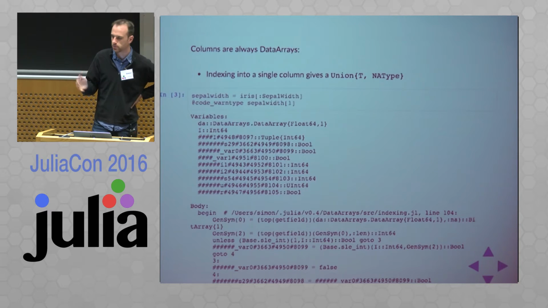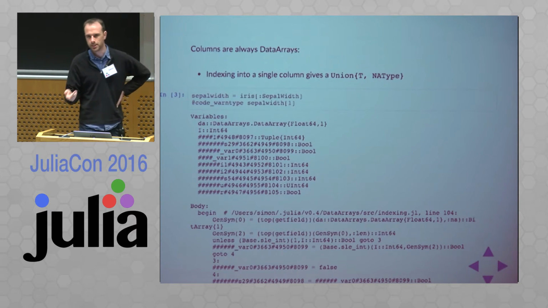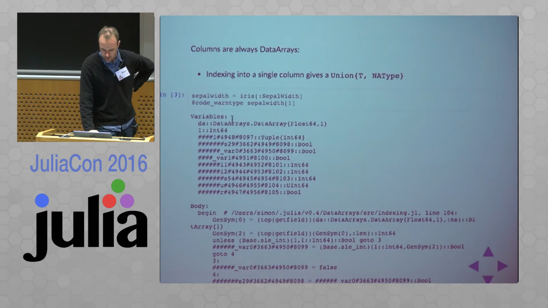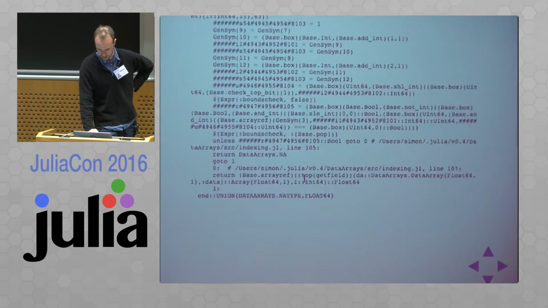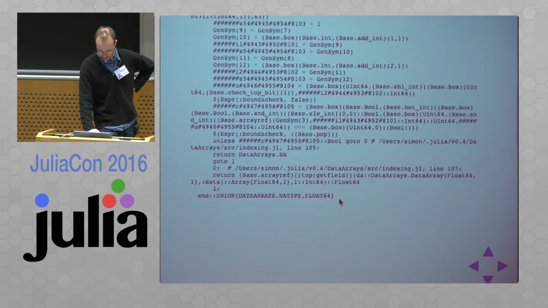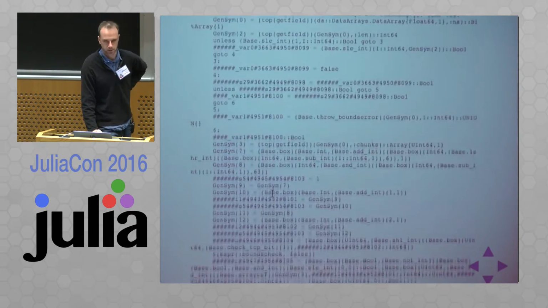And then the second problem is each column is itself what's called a data array, which is basically a way, again, to represent missingness. It can either be a float type or this NA type. And so when you index an element of that vector, it's unable to infer what the type is. This is the bit we care about: it thinks it's either an NA type or a Float64, but is unable to figure that out.